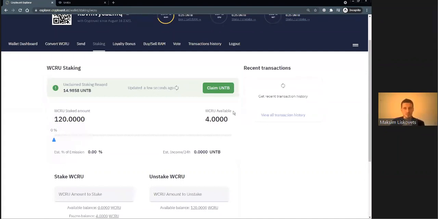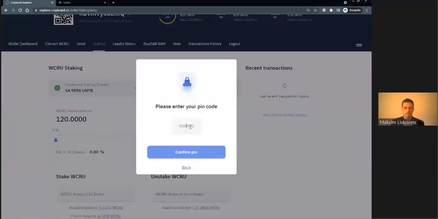Then we see another piece of information: 120 World CRU tokens staked, and over this time I earned 14, almost 15 UNTBs. And this income could be claimed, which means that you may claim these 14 UNTBs to use them for your purposes. To do this, click this green button, Claim UNTB. This is what Ivan has said before. And this way you get your UNTBs into your possession.